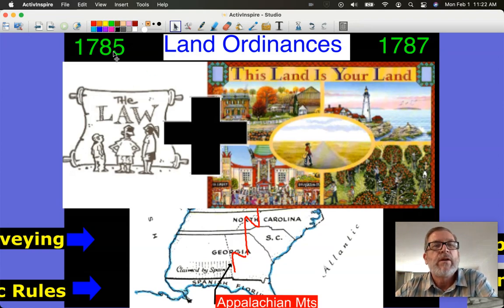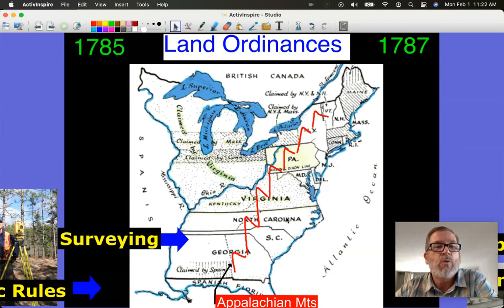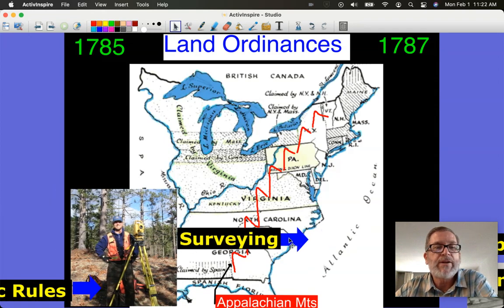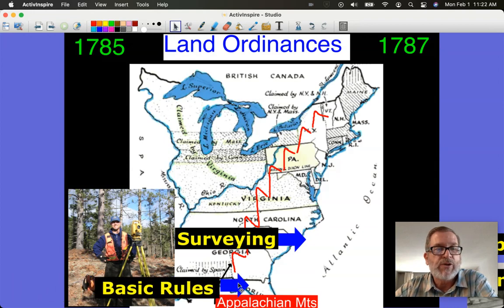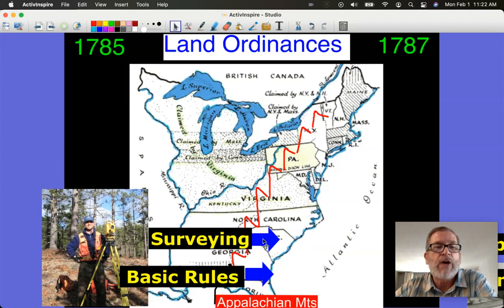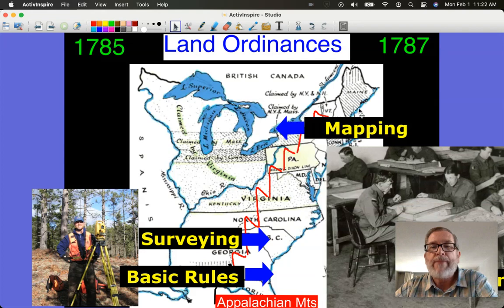Remember, the rules of 1785 outline how towns will be formed and how land will be divided. And 1787 gives us rules about how states will be formed. So how does it work? Again, we've talked about this a little bit. You have to survey the land. You have to come up with some basic rules of how land will be divided and how it will be mapped out. Then you have to map that area.